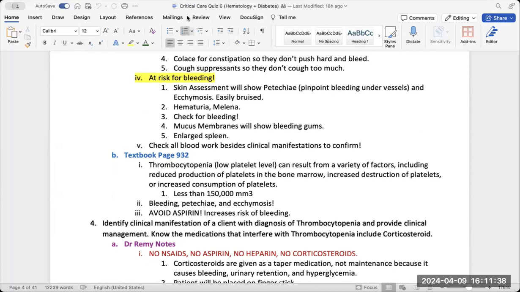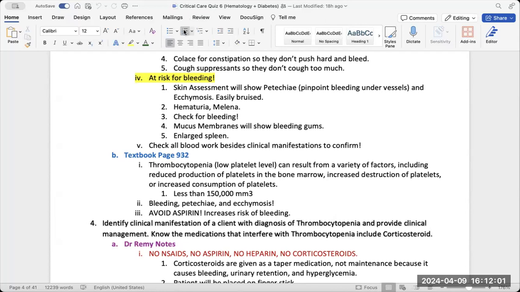We already said that for skin assessment, we should be looking for petechiae and ecchymosis. They could also bruise easily, so we should look out for that. That could indicate, hey, this patient has thrombocytopenia, right? Or that they're bleeding. We should look out for hematuria and melena, right? Melena means blood in the stool, and hematuria is blood in the urine.